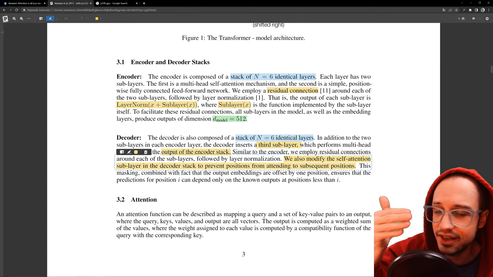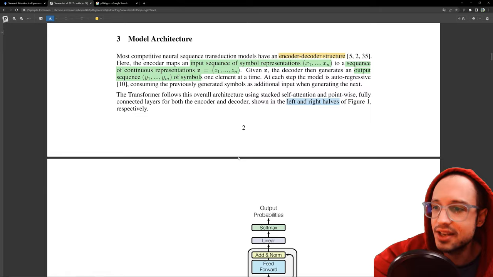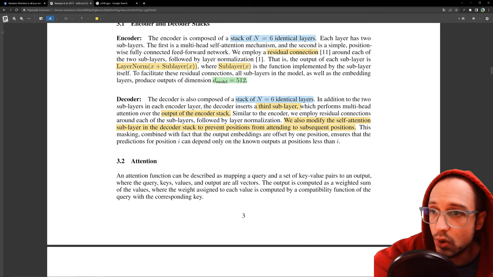And they're saying you can't pay attention to anything that's further than you, right? So x1 can only pay attention up to x1. x2 can only pay attention up to x2. I think that's what they mean here by masking. Yeah. This masking, combined with the fact that the output embeddings are offset by one position, ensures that the predictions for position i can only depend on the known outputs at positions less than i.